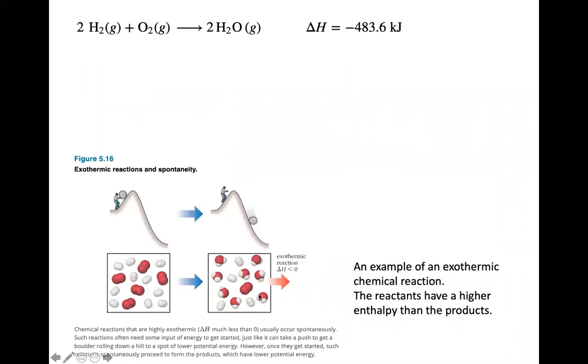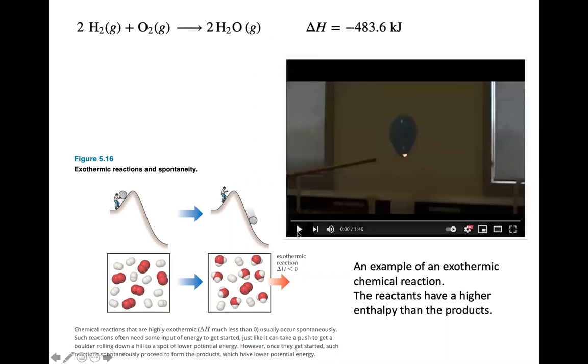So this would be an example here of an exothermic chemical reaction. The reactants have a higher enthalpy than the products. And again, this is hydrogen gas and oxygen gas combining, kaboom, it's an exothermic reaction. Now, when I say kaboom, let me show you a video footage of this. So here's video footage of this explosion.